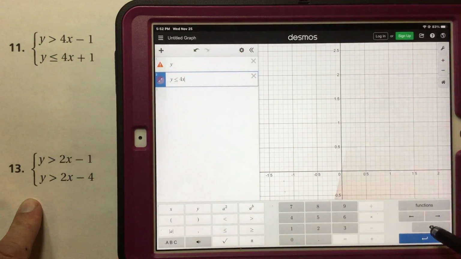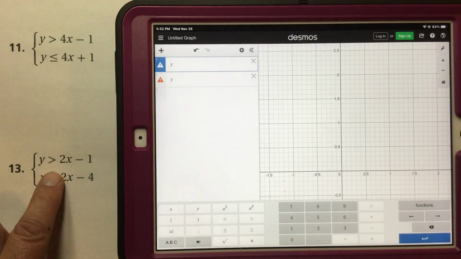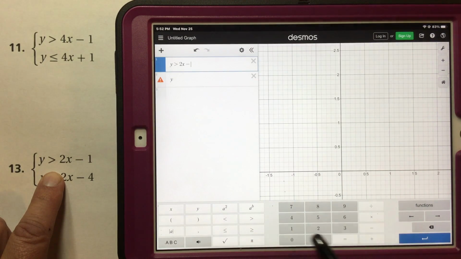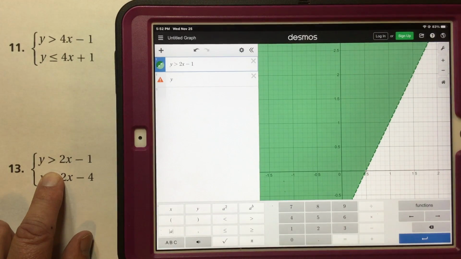Just going to reset just a little bit. Y is greater than 2x subtract 1.